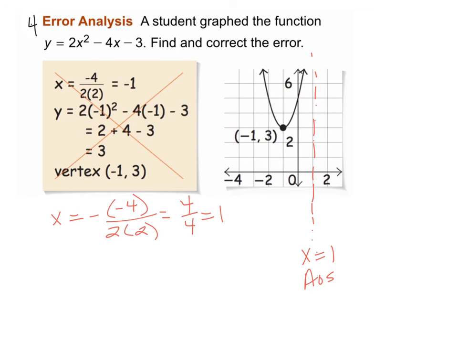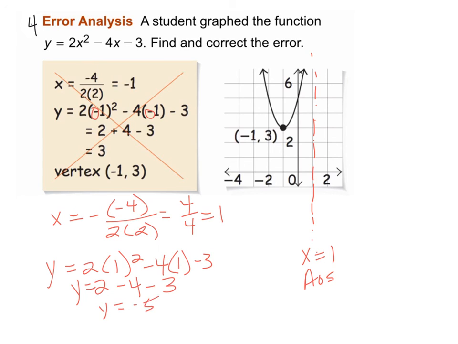And our vertex should be, we should be plugging 1 in, not negative 1. So we would get y equals, 1 squared would be 1, 1 times 2 would be 2, 2 minus 4 minus 3, 2 minus 4 would be negative 2, minus 3 would be negative 5. So (1, negative 5) all the way down here would be our vertex.